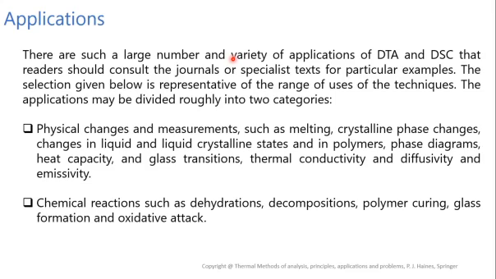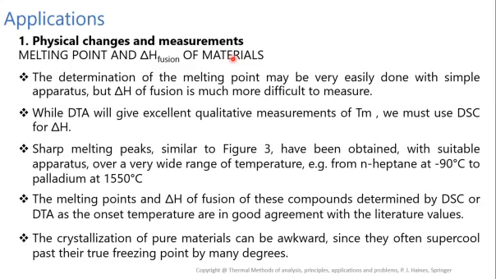The first one is physical changes and measurements, such as melting, crystalline phase changes, changes in the liquid and liquid crystalline states and in polymers, phase diagrams, heat capacity, glass transition temperature, then thermal conductivity and diffusivity, and emissivity. These are the physical changes we find out, and by this method we analyze the sample. The second category is chemical reactions such as dehydration, decomposition, polymer curing, glass formation, and oxidative attack. These are some of the chemical reactions studied by using DTA and DSC. So the first one is the physical changes and their measurements.